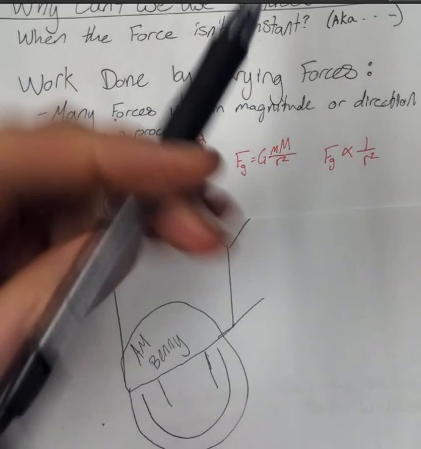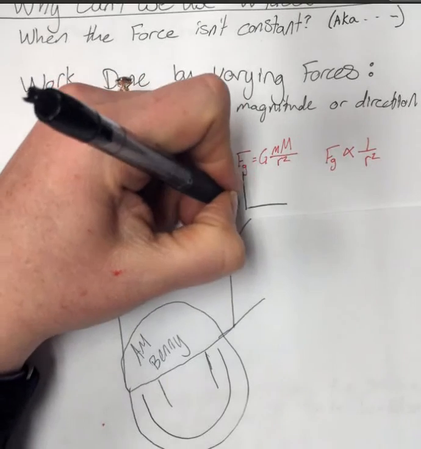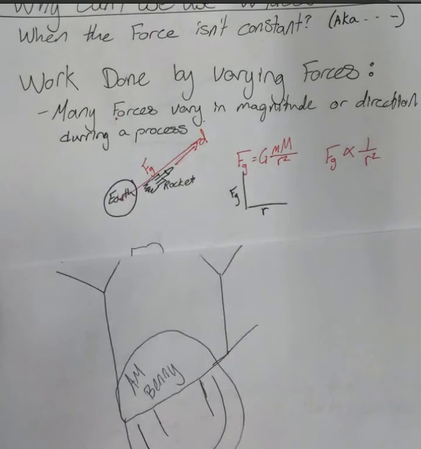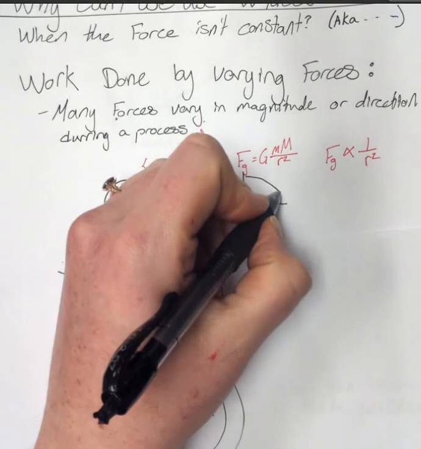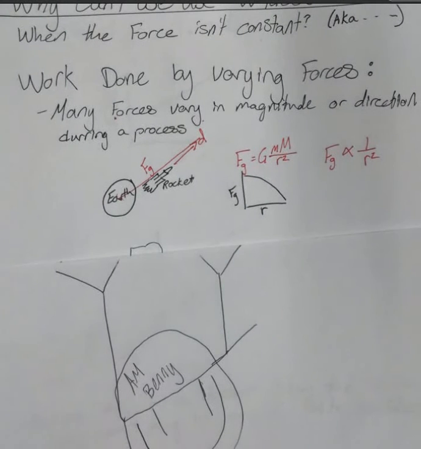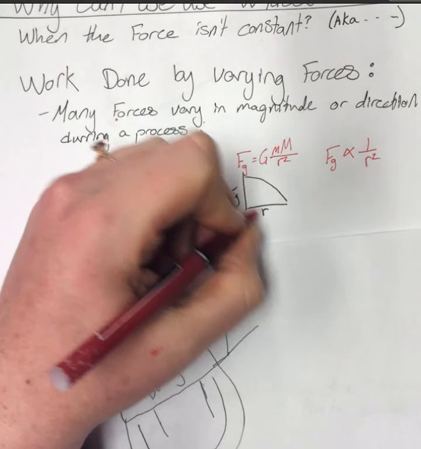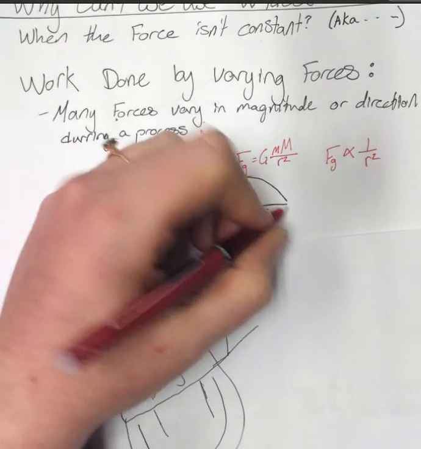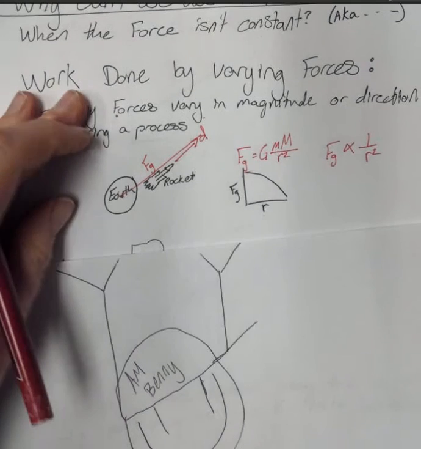Graphically, that means we'd be looking at the force of gravity that the rocket is experiencing versus the displacement or radius from the center of the Earth, and it's going to be inverse. As the rocket moves further and further away from Earth, the force that it experiences becomes less and less. Bummer. So that means that's a varying force.